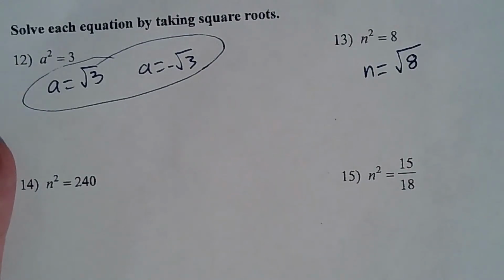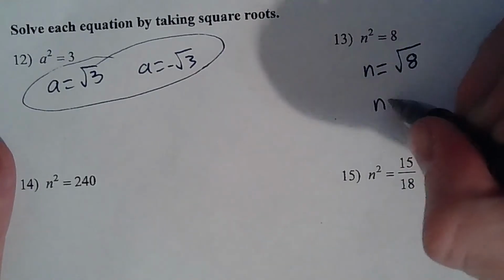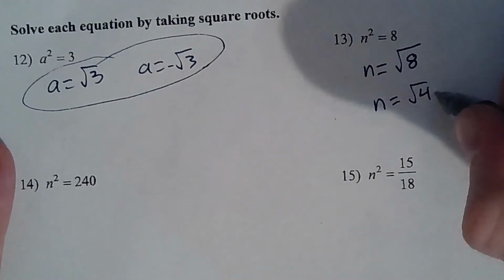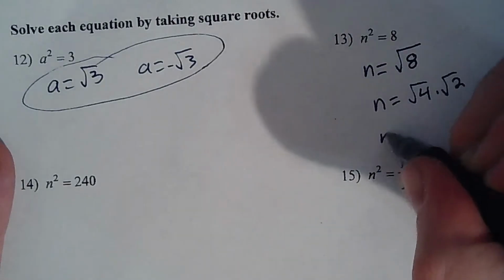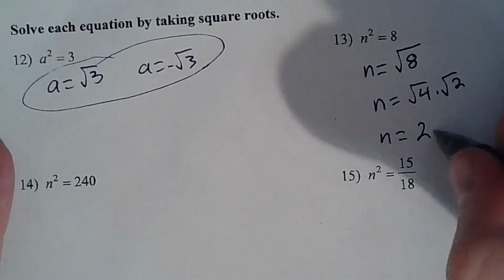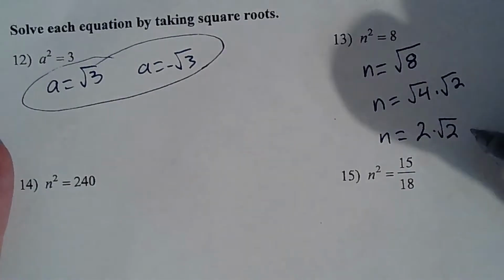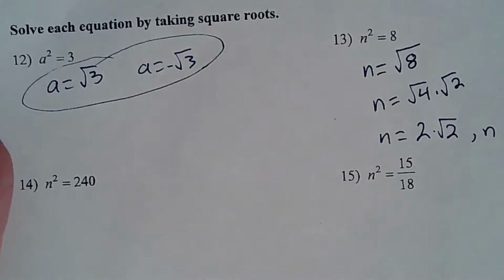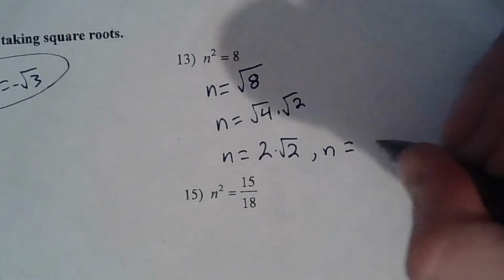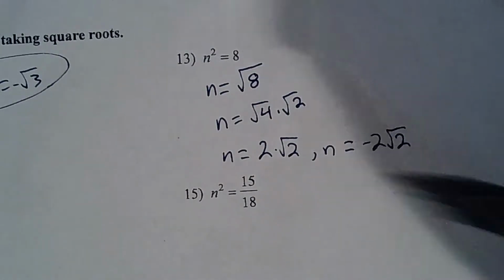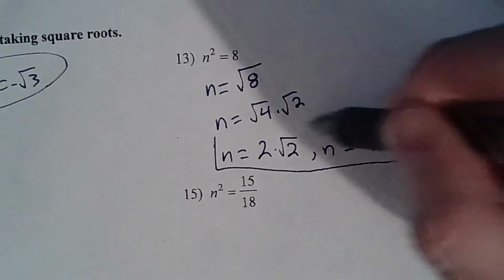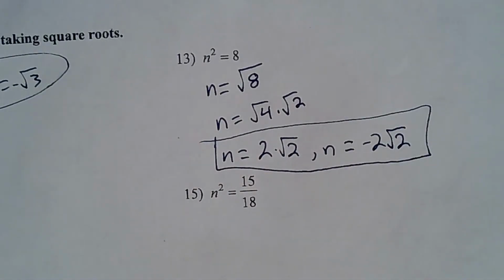Just like on that previous page with the square root of 8, we're going to rewrite it as the square root of 4 times the square root of 2. And therefore, n is equal to 2 times the square root of 2. Don't forget, n is also equal to, I'll move my paper over, negative 2 square root of 2. You got to have both the positive and negative answer at the end of these questions. Let's move on to number 14.